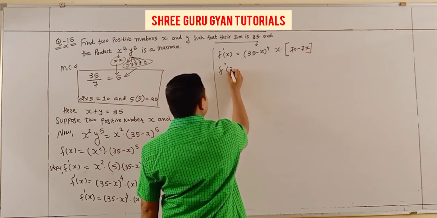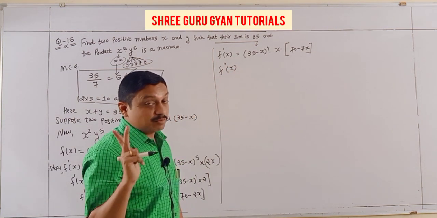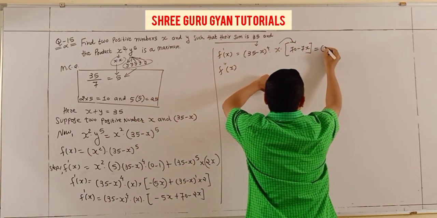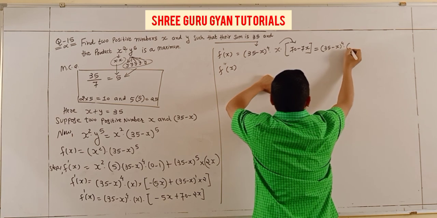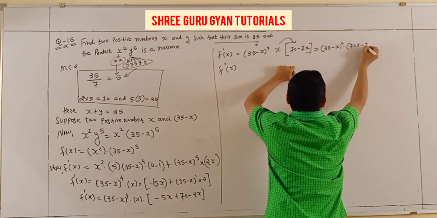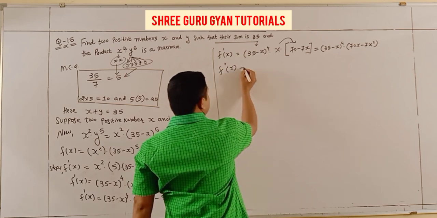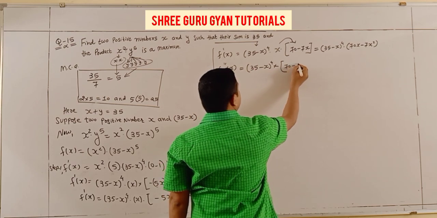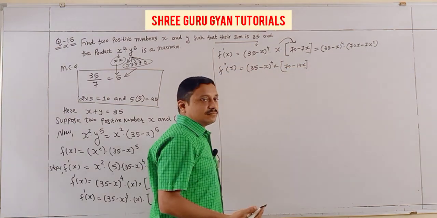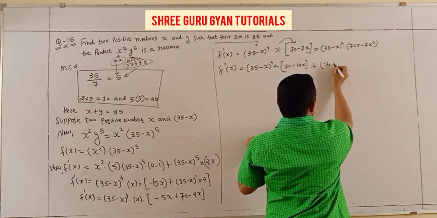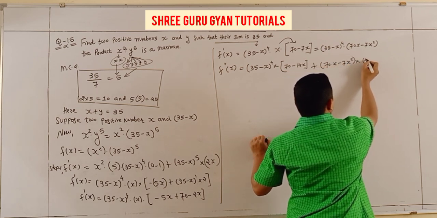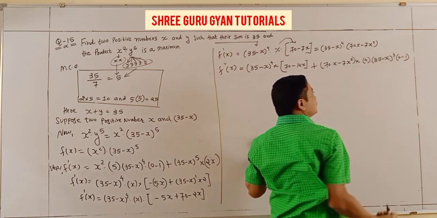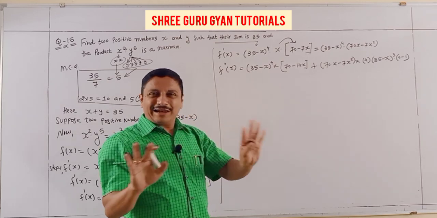Now students, I am going ahead. F double dash x must be found for checking. So here x I multiply, and if you calculate further it is easiest. So it is 70x minus 7x square. My first double derivative: 35 minus x the 4 power, that derivative is 70 minus 14x, plus 70x minus 7x square. That derivative is 4 times 35 minus x the whole raised to cube and 0 minus 1. Let it be, don't worry, no more calculation.